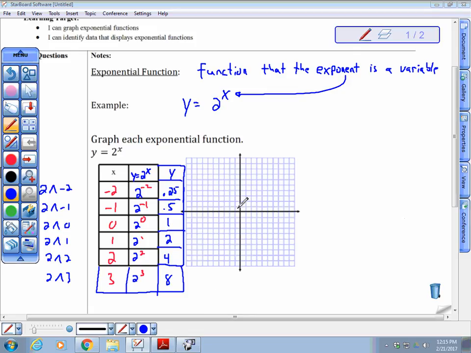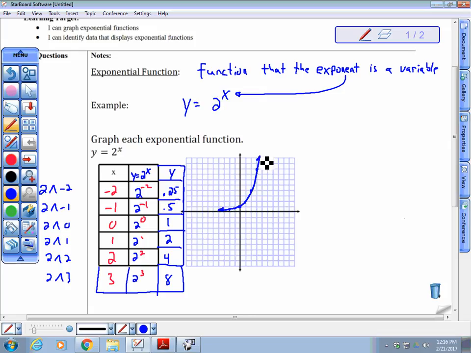Now graphing these things, that just means negative 2 up a little bit, negative 1 up a half, 0 up 1, 1 up 2, 2 up 4, and 3 up 8. Since there is a possibility of having points in between and beyond, we're going to draw a line that represents all those points, and then continue beyond with an arrow.